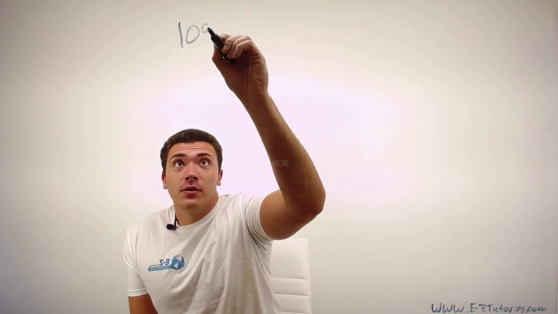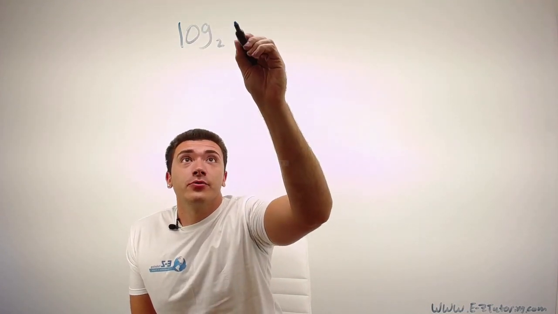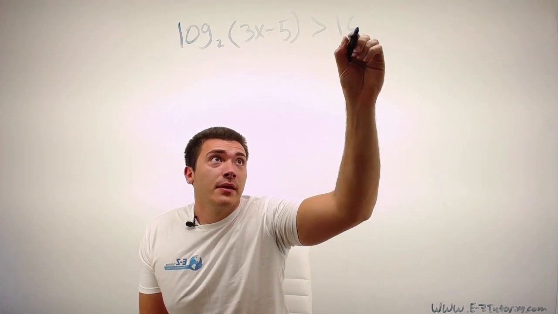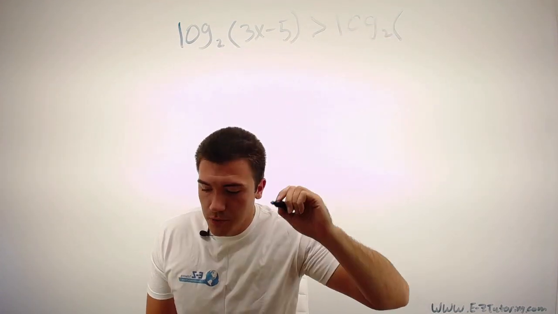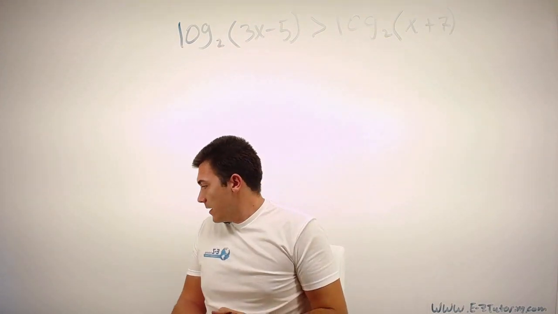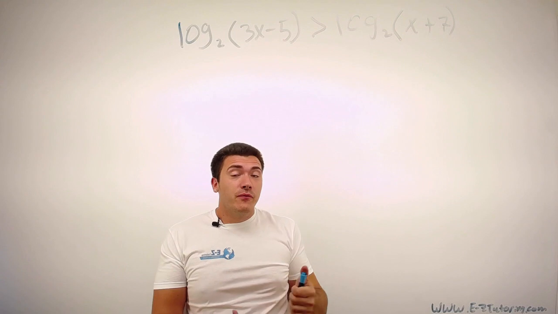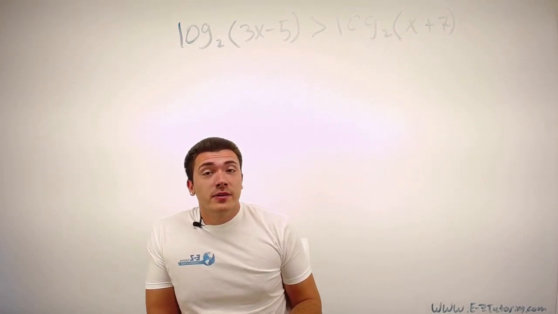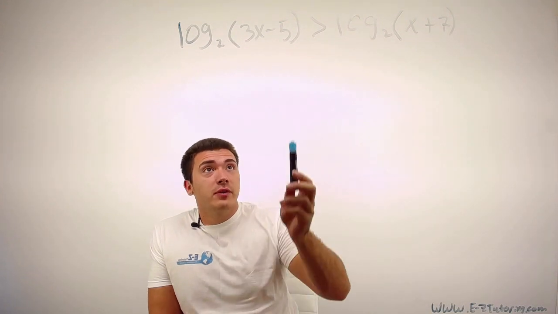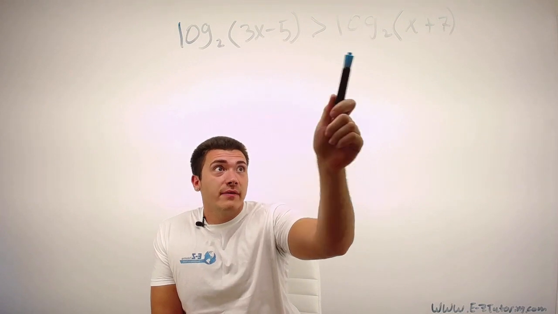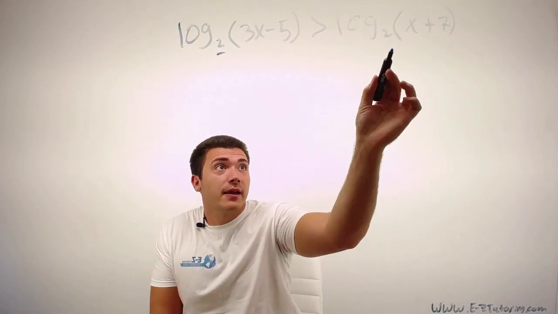All right, so last example. Suppose we have log base 2 of 3x minus 5 is greater than log base 2 of x plus 7. So once again, it is very important not to overthink a problem like this. And there are some things you should notice from this. You should notice it is simply a log on each side. And you should also notice that they each have the same exact base on each side.